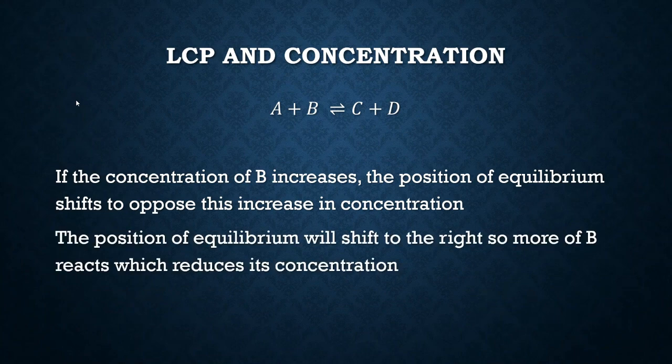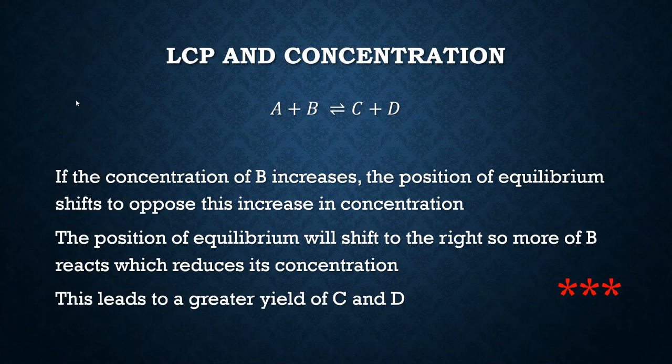This means it will shift to the right, so more B reacts, so there's less of B overall, which reduces its concentration. And since it's going to the right, there's a greater yield of the product.